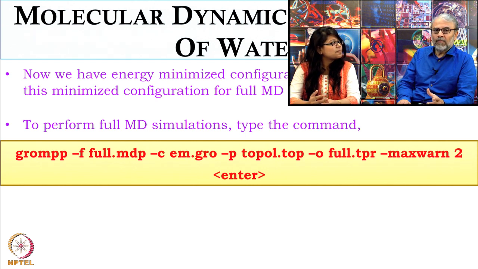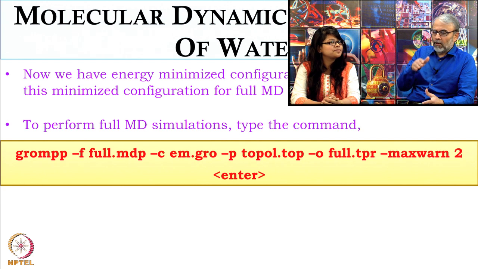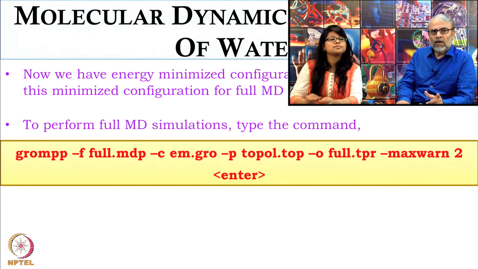In case of minimization, we just have to give the algorithm name. Minimization really doesn't change the bond lengths and bond angles, because if it did that, there would be a huge problem. Minimization really calculates one energy, then you use steepest descent. It will go along some slope and get the minimum, the lowest energy.